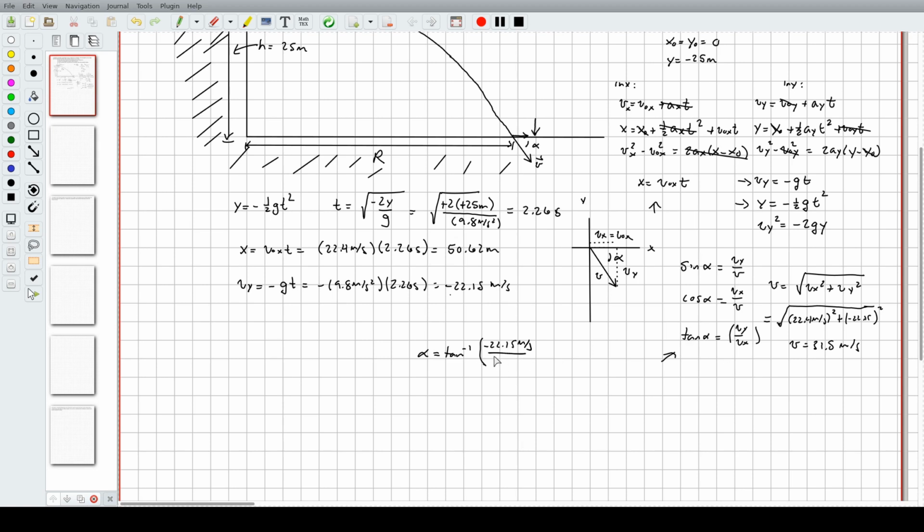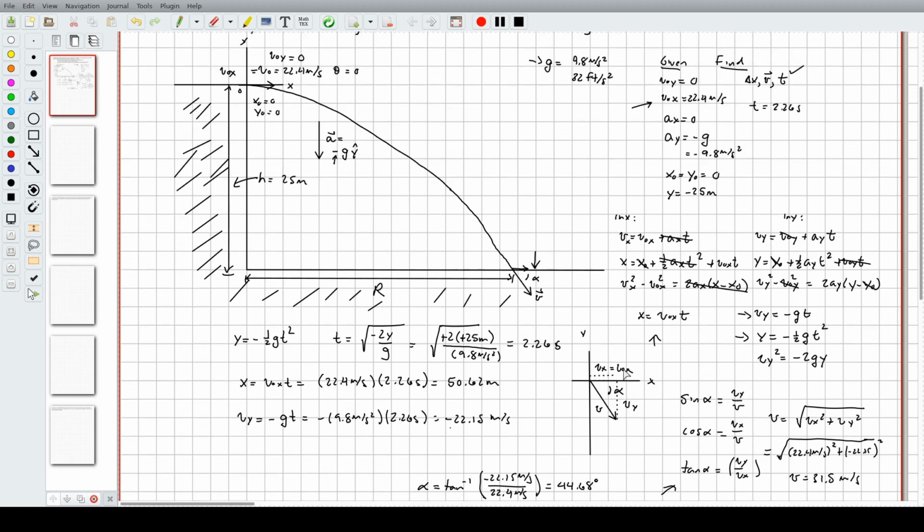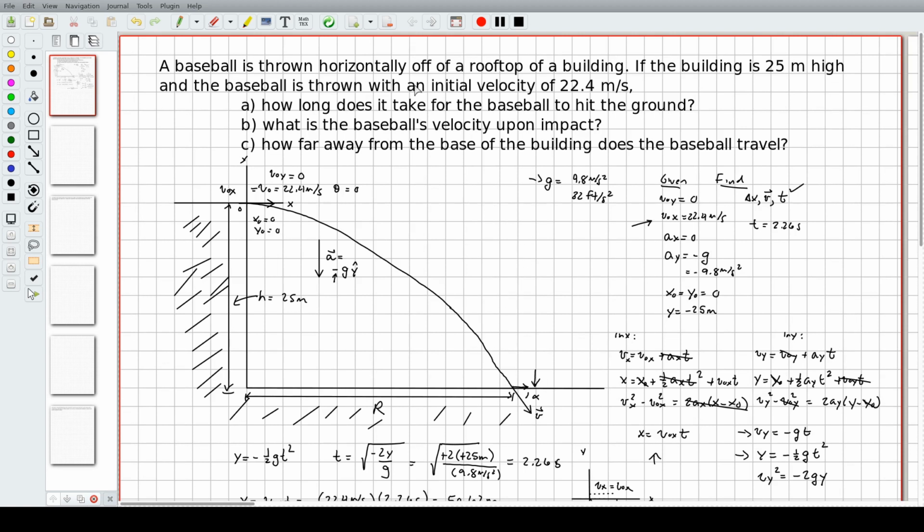Vx we found to be 22.4 meters per second. And when you do the inverse tangent of this, let's see, 44.68 degrees. Like I said, really close to 45. In fact, when we're done rounding to sig figs, it's going to be 45, I believe. Yeah, so take a look here.